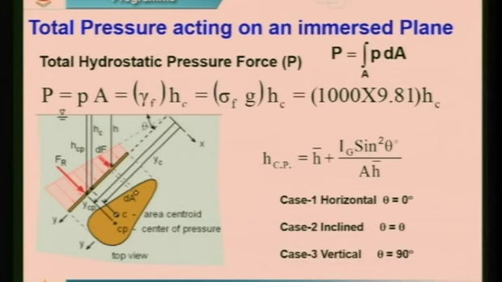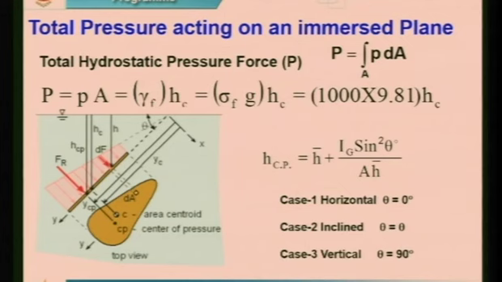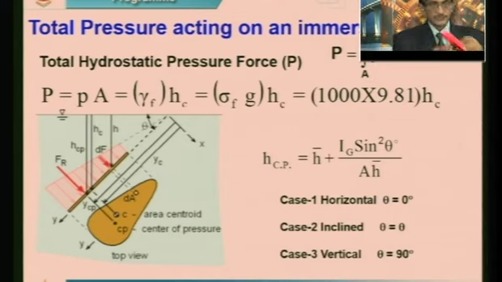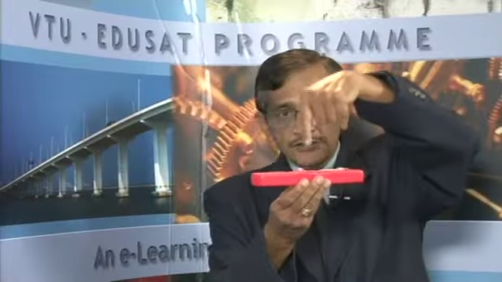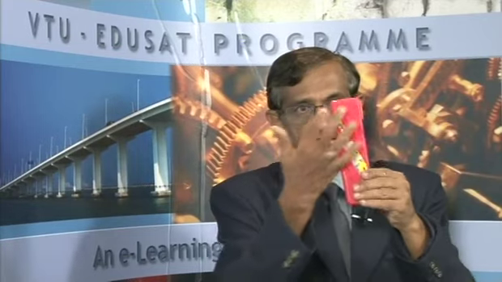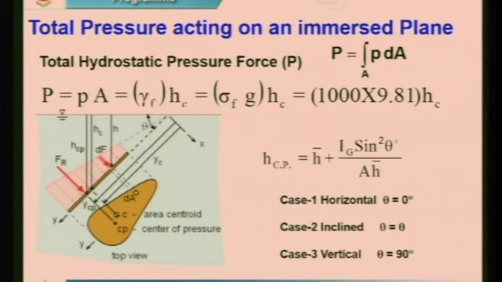The formula is there in front of you. My dear students, make a note that the force F or P is equal to intensity of pressure into area of the plate. For example, if this is the plate, intensity of pressure at this point into area of this particular rectangle. Is it okay? So that is nothing but specific weight gamma into h centroid. H centroid is the value, the centroid of the area from the free surface.